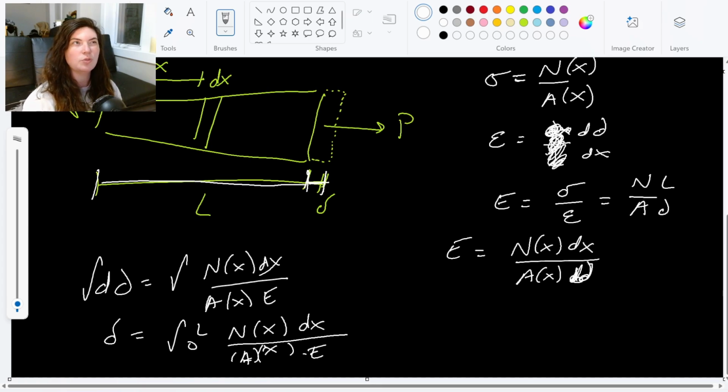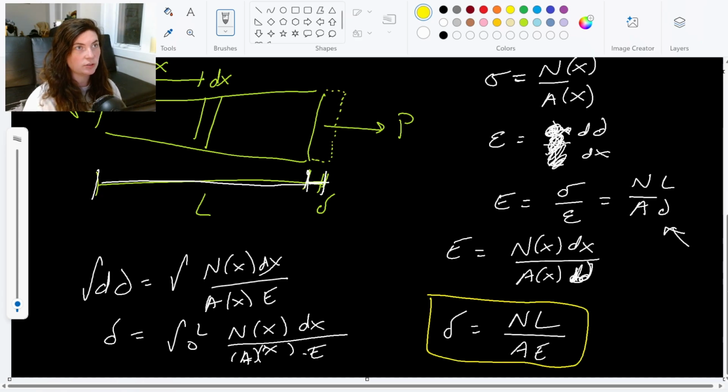So this equation is really useful for when things are changing. If things aren't changing, right, we have a constant modulus of elasticity, constant area, constant loading, then we can shortcut it with what we derived up here, which is delta is the normal force times the length over the area times the modulus of elasticity. So this one is only valid, one, in the elastic region, two, if everything is constant load, constant area. That's when this is valid. But this is a super important equation for us.